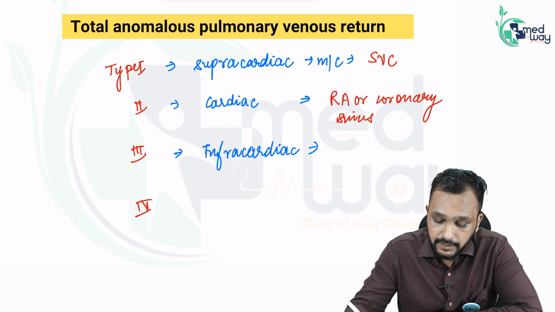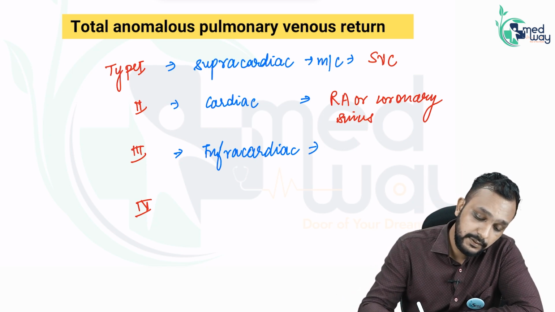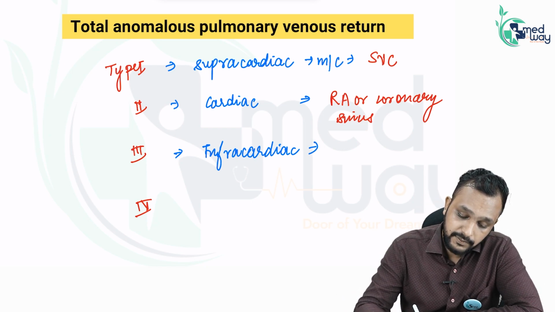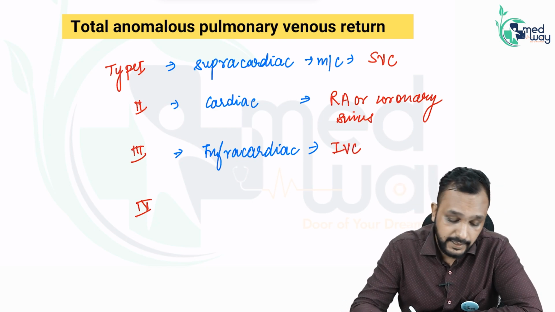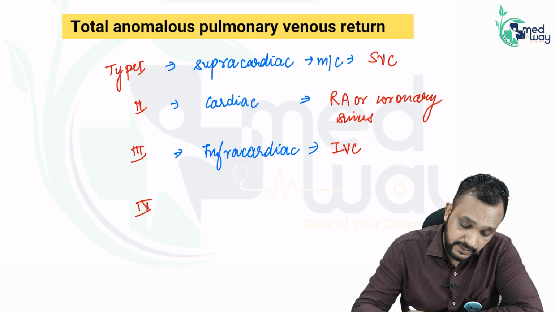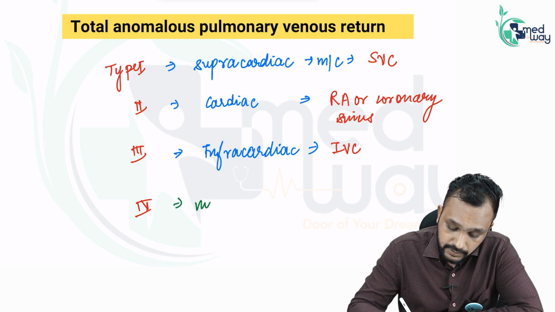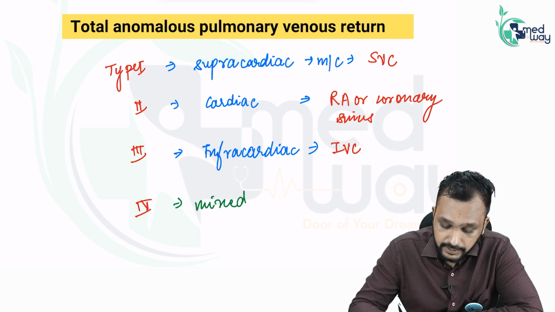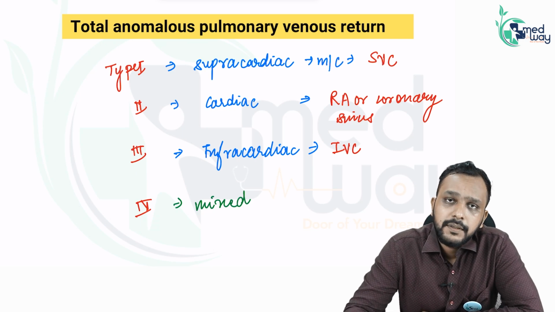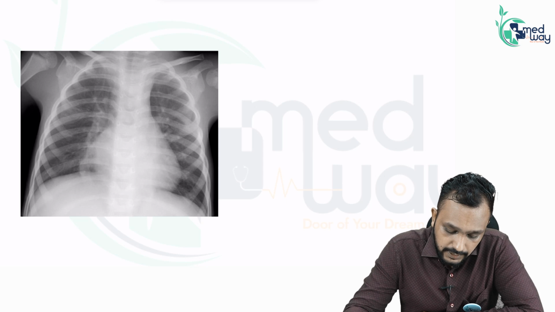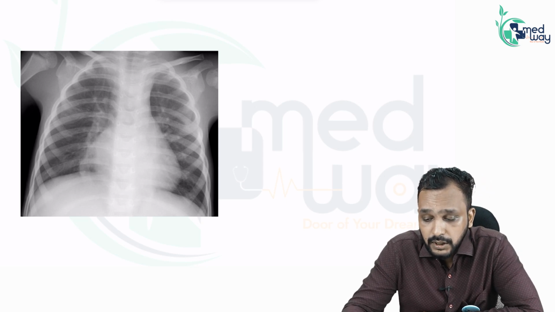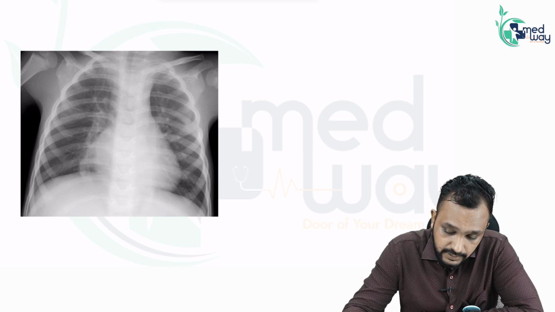Here all the pulmonary veins are draining into the inferior vena cava, right? And type 4 is your mixed variant, which can be a combination of supra and infracardiac type, right? Now, guys, we have discussed total anomalous pulmonary venous return, right?